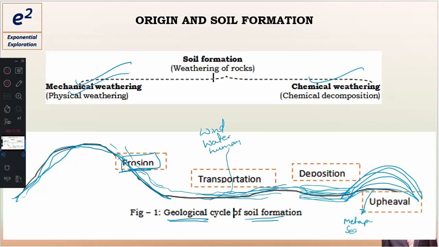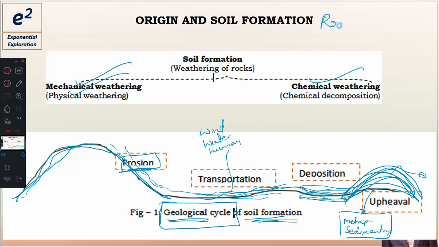You can call this rock a metamorphic or sedimentary rock. Like that you will get again a rock, then again this rock will start weathering, then this cycle will continue. That's why it is called a geological cycle of soil formation. It means rock becomes soil, then soil becomes again rock, then again rock becomes soil. This is called a geological cycle of soil formation.